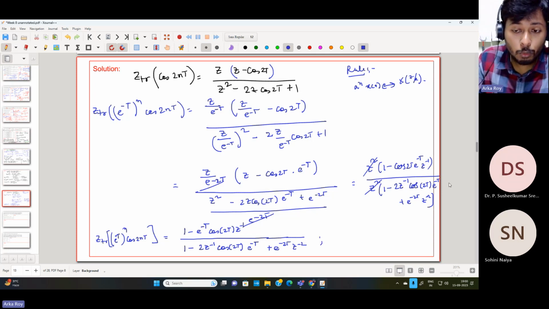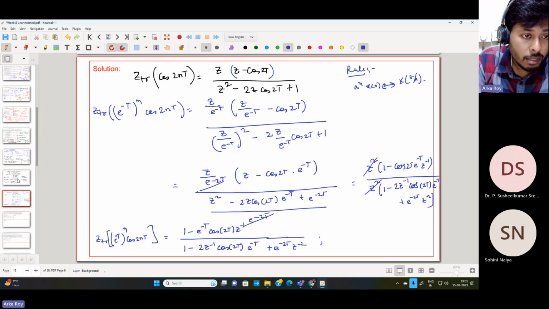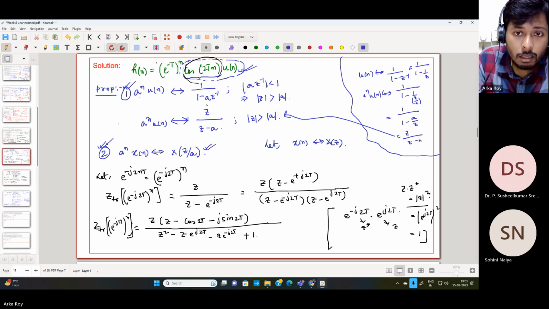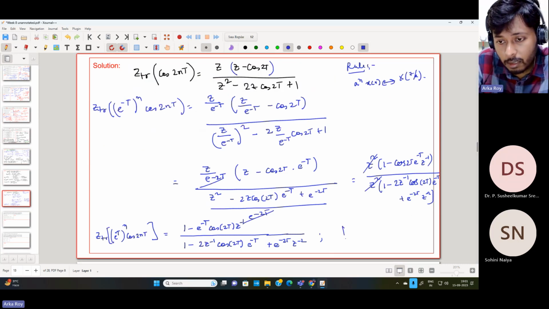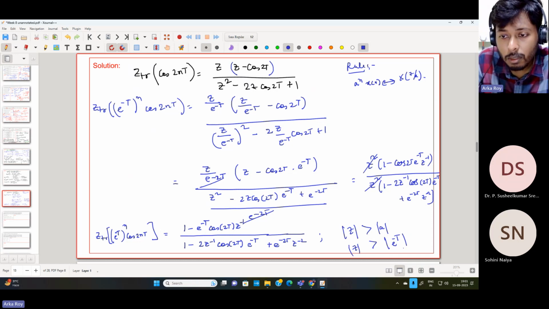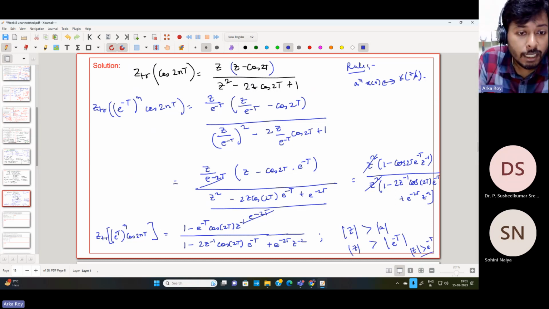And additionally, we need to define the ROC also, because the Z transform is incomplete without specifying the ROC. We have already seen which relation we have to exploit: mod Z is greater than mod A. So effectively A is e to the power minus t, and e to the power minus t is basically a scalar. So anyway, I can write it as mod z is greater than or equal to e to the power minus t. Let me check what is the final answer for this particular question.